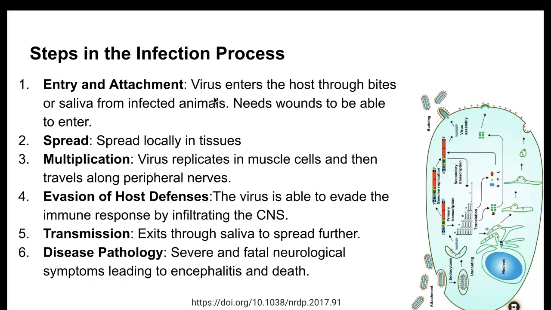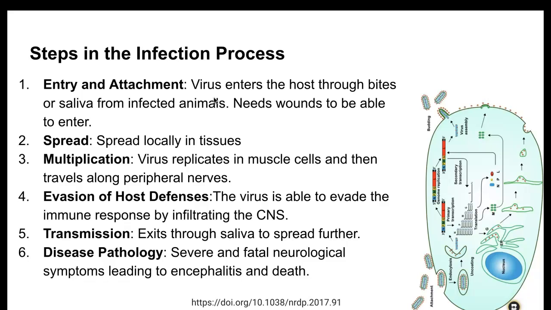It's generally from wounds. The spread, it just spreads locally in tissues and starts moving through your peripheral nervous system up into the central nervous system. It's replicating in muscle cells, and then when it finally gets to your CNS, the central nervous system, that's how it's able to evade your immune response as well.